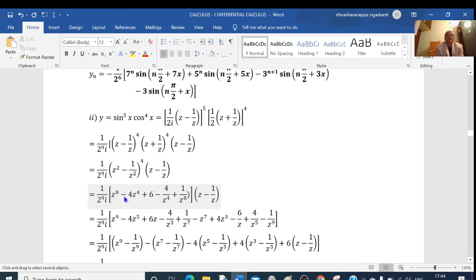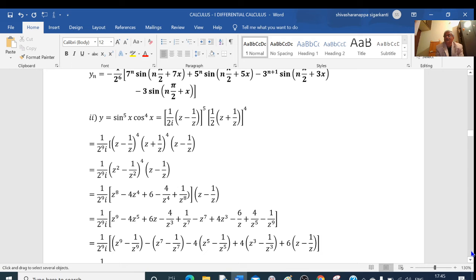Now multiplying by z here, this becomes z raised to 9 minus 4 z raised to 5 plus 6z minus 4 by z cube plus 1 by z to the power of 7. Next, minus 1 by z: I am multiplying by 1 by z, so this becomes z to the power of 7, plus 4 into z cube, minus 6 into 1 by z, plus 4 by z raised to 5, minus 1 by z to the power of 9.